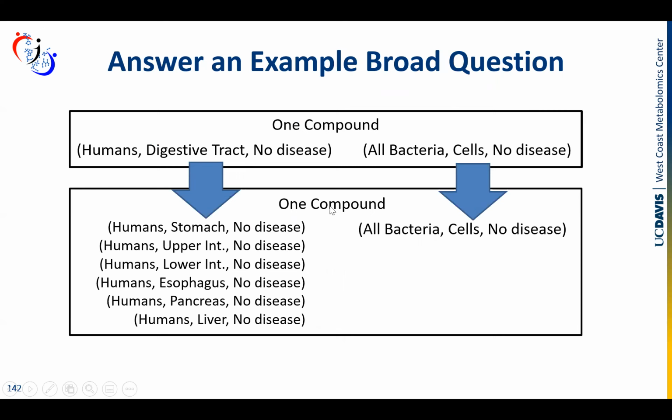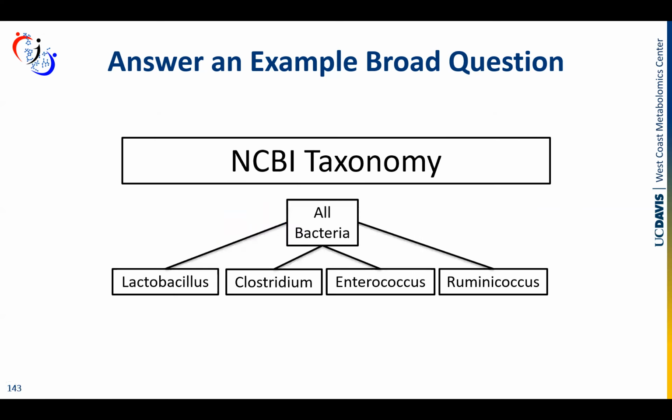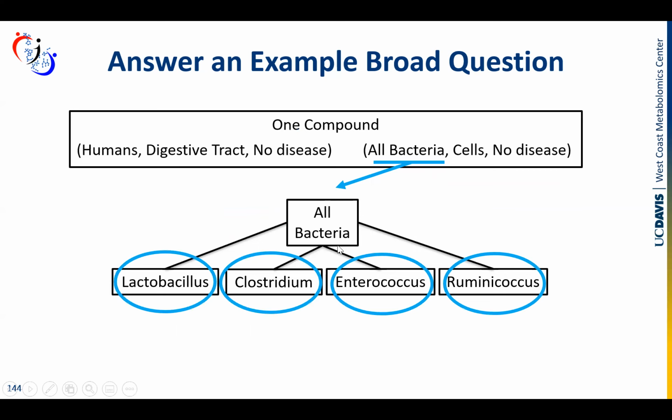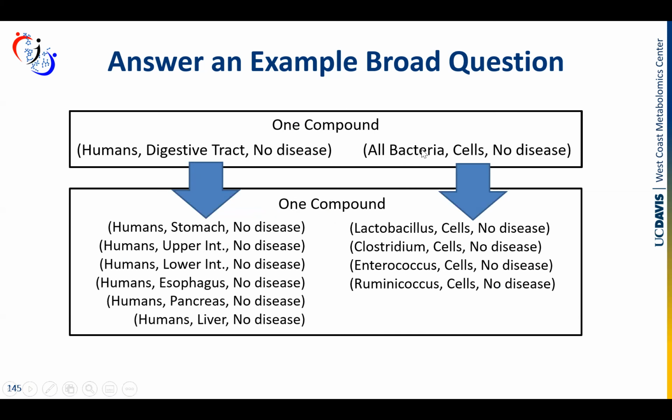for this one compound. Likewise, on the right-hand side for the species, we can use the NCBI taxonomy, shown here in greatly simplified form, to replace this category of all bacteria with these different types of bacteria. And so we can rewrite the right-hand side of this query as a set of metadata combinations for which we have data.